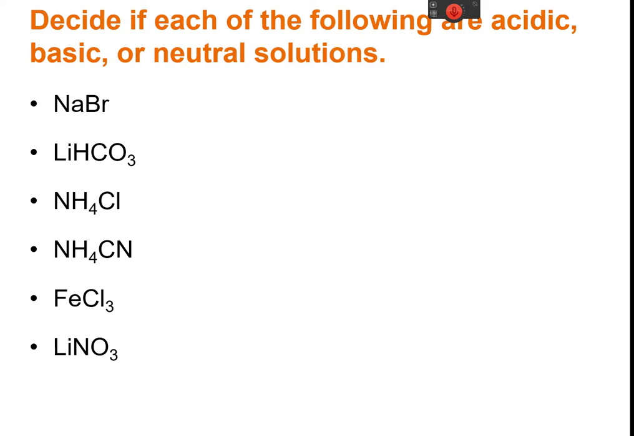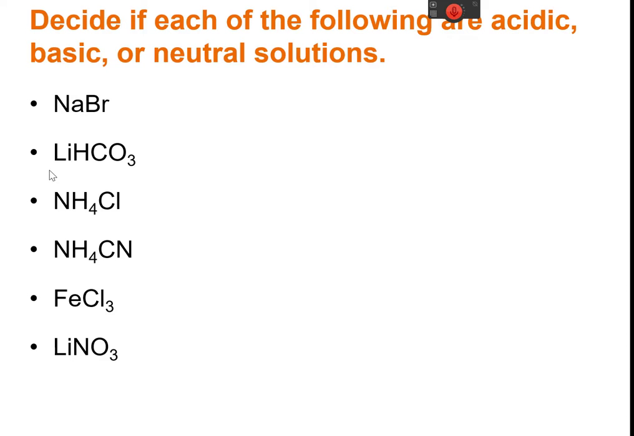Okay, so for the first one, we have sodium and we have bromide. Sodium is the conjugate of a strong base. Bromide is the conjugate of a strong acid. Neither one of these do anything at all. So this is a neutral solution. Okay, so the first one is neutral.